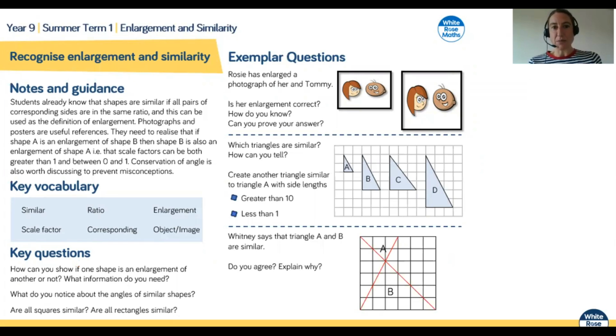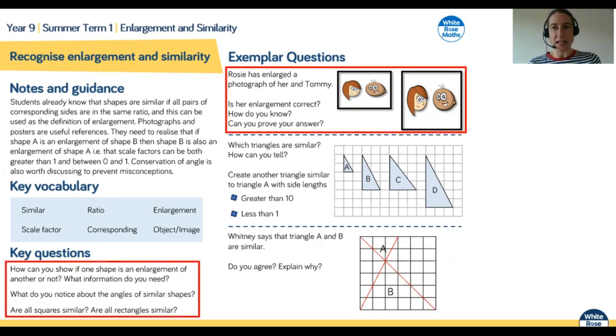And again, if you use our schemes, you'll be aware that for each small step, you get the notes and guidance page. In this snack, we're going to have a look mainly at this exemplar question, and we're going to use it to answer these key questions. I'll just give you a moment to read the key questions.